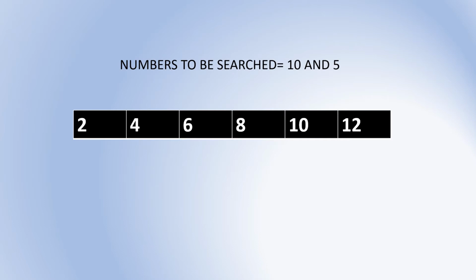Again, lower limit would be 0, the higher limit would be 5 and the middle value would be 2. Let's compare the element at the 2nd position with 5. It doesn't match, the value at the 2nd position is 6.